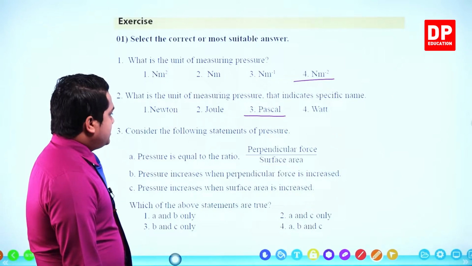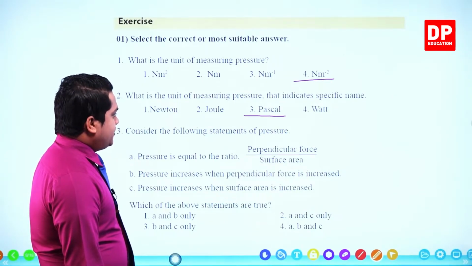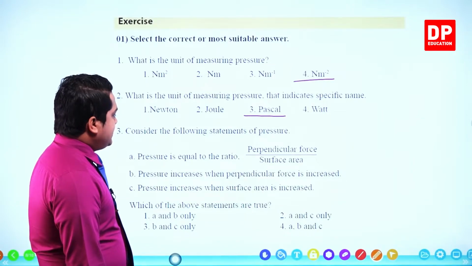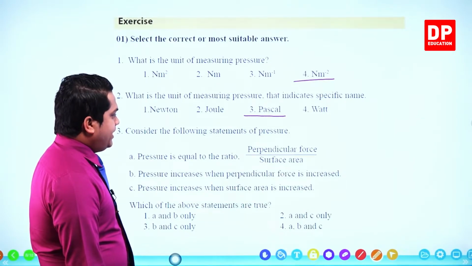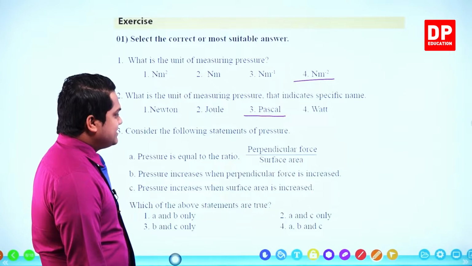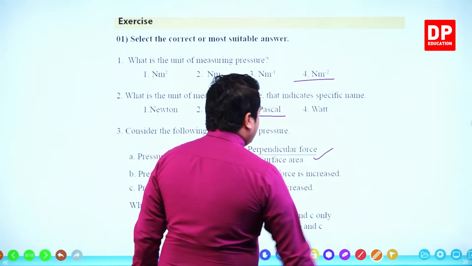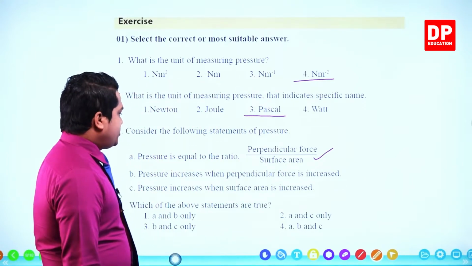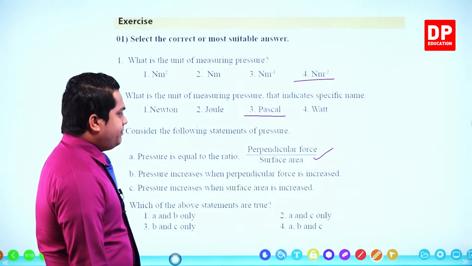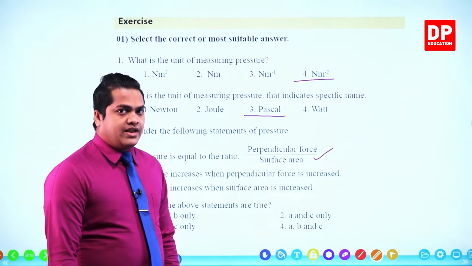Number 3. Consider the following statements of pressure. Pressure is equal to the ratio of perpendicular force upon surface area. Absolutely, this is correct, right? This is how we calculate the pressure. So pressure is equal to the ratio of perpendicular force upon area. That's correct.